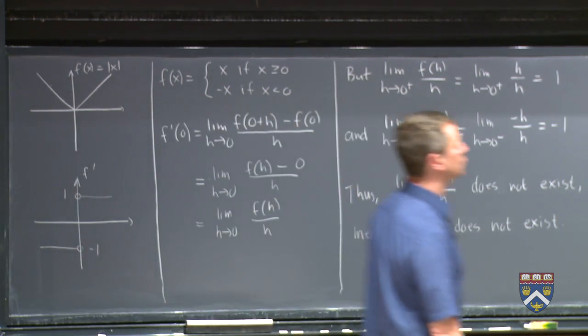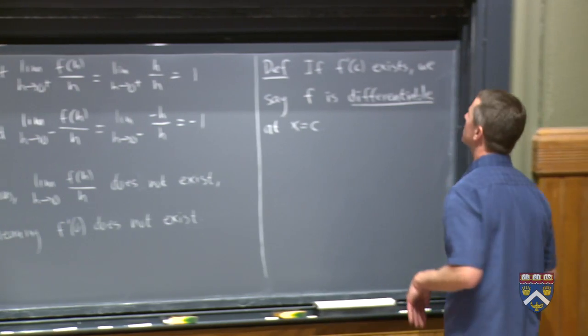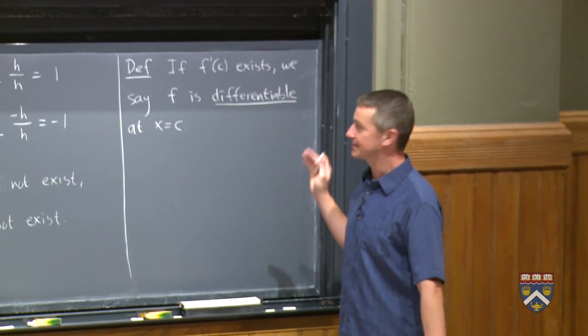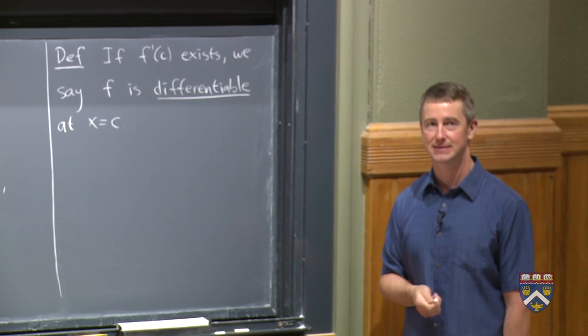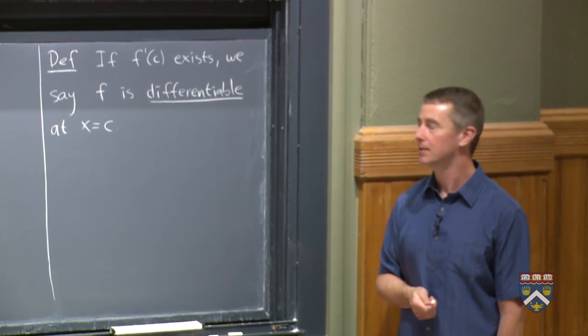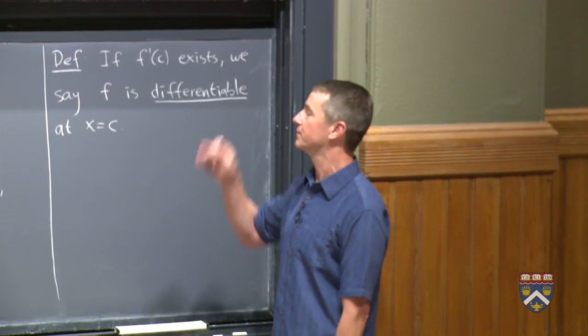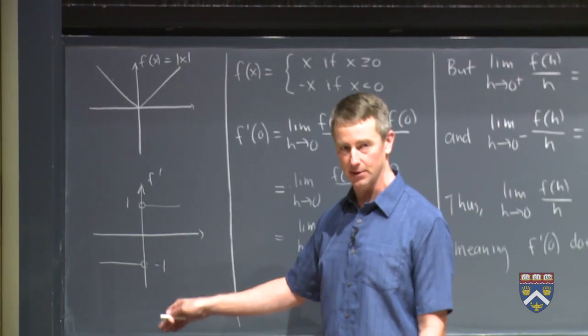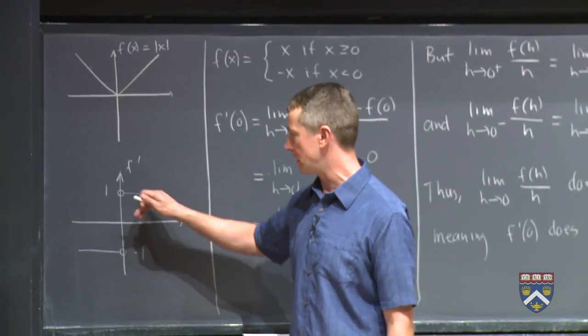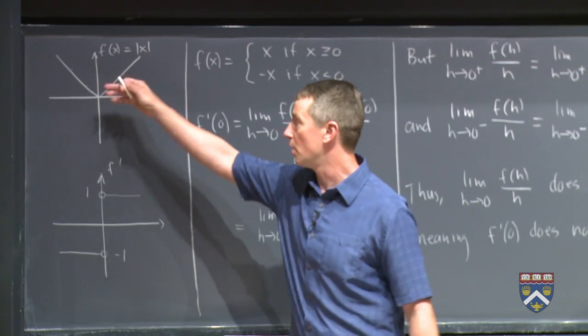And this leads us to a new word. If the derivative does exist at a certain point, then we say the function is differentiable at x equals c at that point. So in this case, the absolute value function is not differentiable at 0. But it is differentiable everywhere else, right? I know what the slope is at all of these other points.